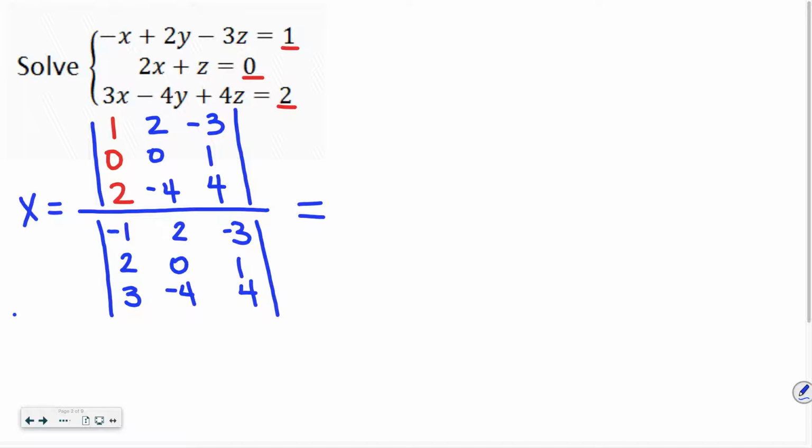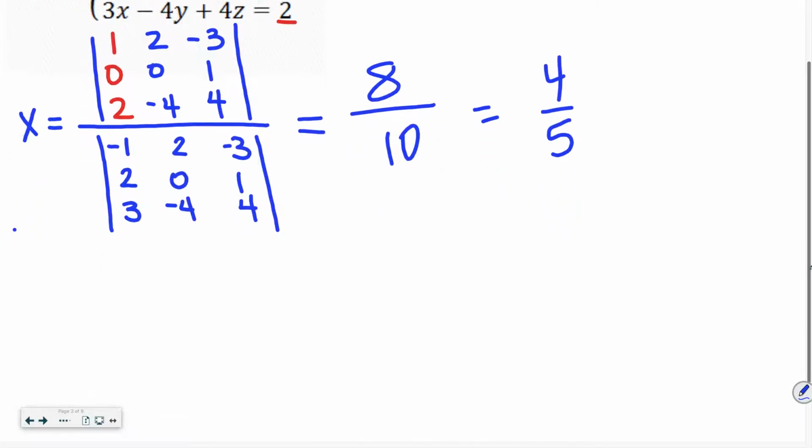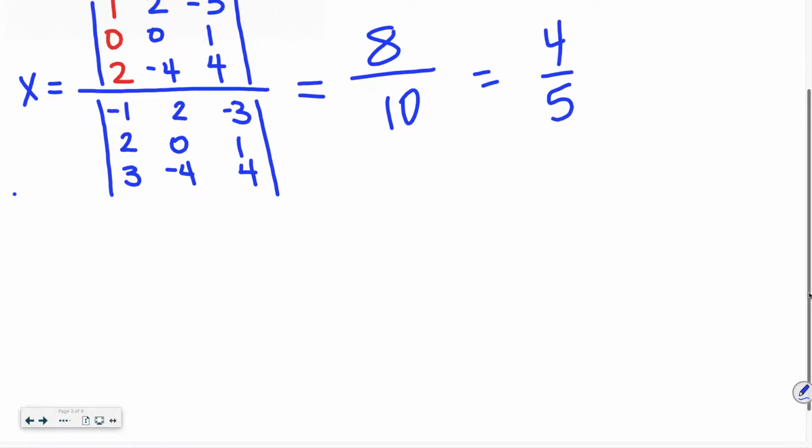What do we get for this numerator determinant? 8? Do we agree with 8? People over here, how about our denominator? So x is 4/5. Okay. Guess what? When we go to find y, what's our denominator? Our denominator is 10. We don't have to find it again.